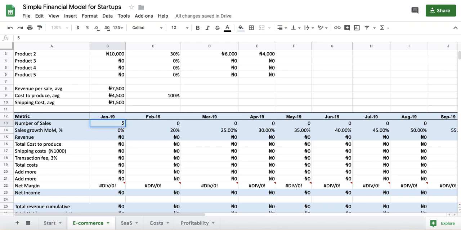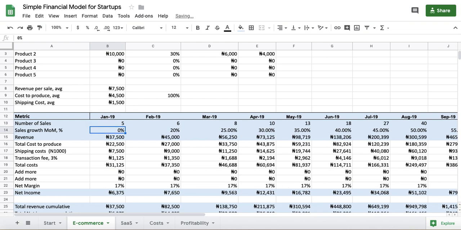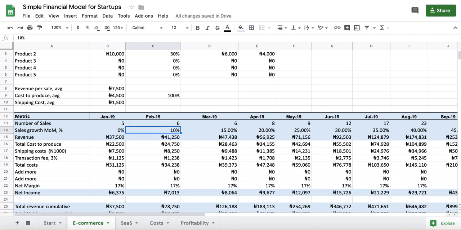So let's say we're planning to make 5 orders our first month. Obviously in our first month there's no growth because last month is 0, but you put in this number as well from where you're starting. So let's say we're starting from 10% growth in February. So we're going from 5 orders to 6 orders, and then every month we're growing by 5%.